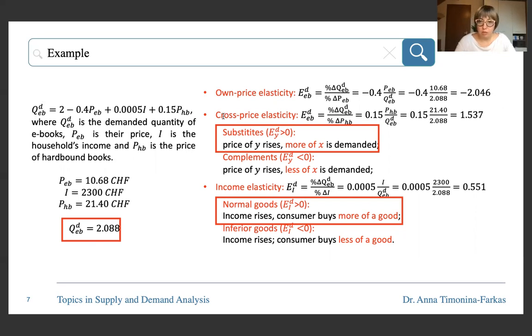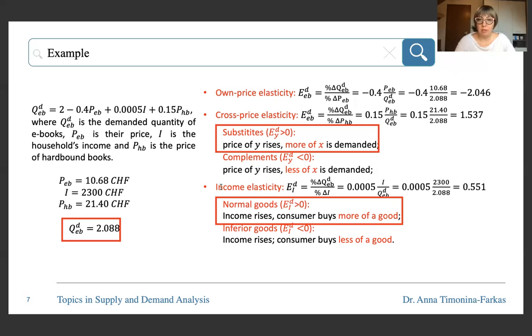In the cross-price elasticity, you do completely the same, but you take the tangent corresponding to the hardcover books. It is 0.15. And here you can see when you plug in the numbers that you get a positive number, which means that electronic books and hardcover books are substitutes. And as soon as the price of hardcover books increases, the customer tends to purchase more electronic books.